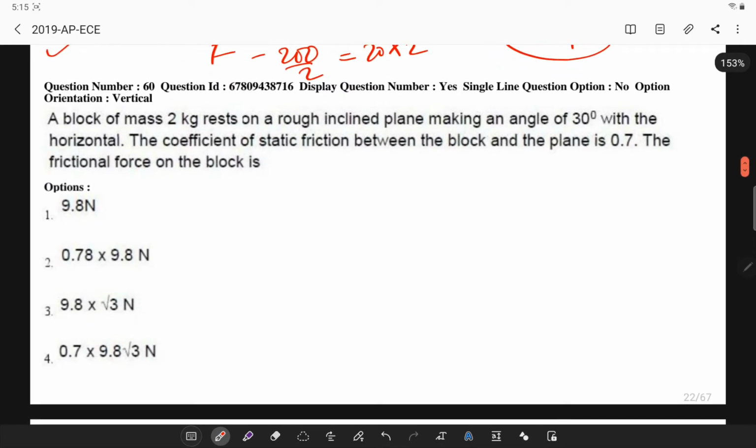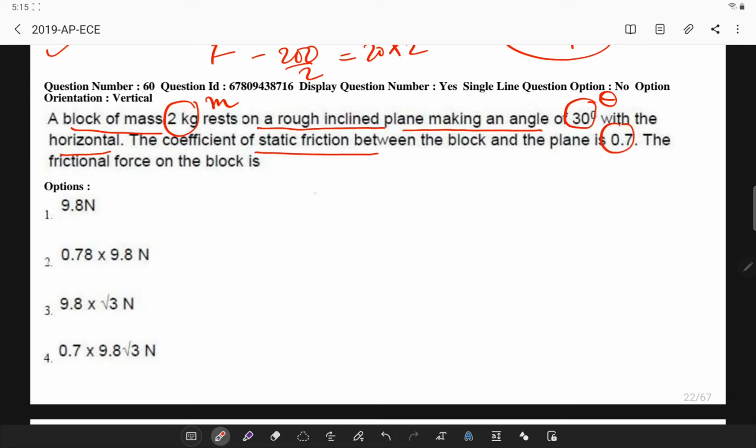So the next question. Here also a block of mass is given on a rough inclined plane, making an angle theta with the horizontal, and the coefficient of friction is given as 0.7, and it is asking to calculate the frictional force. So let's draw the diagram. The angle theta is 30 degrees.